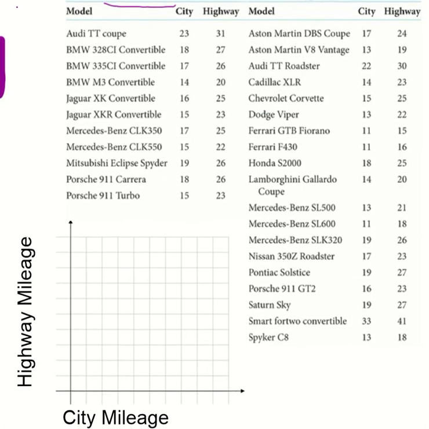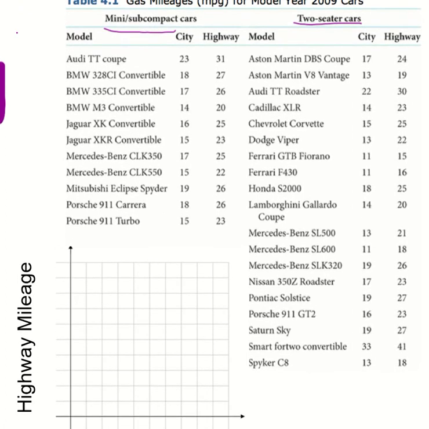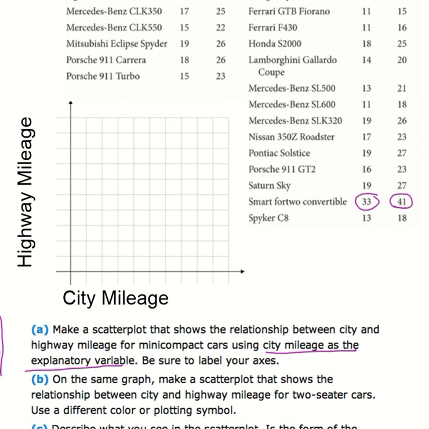Alright, so first let's figure out how big our scales need to be. City mileage, I see the base is 23. Here's a 33. Our city mileage needs to be able to go up to 33. Our highway mileage needs to be able to go up to 41. So if I count by fives, it'll probably be good enough. 5, 10, 15, 20, 25, 30.